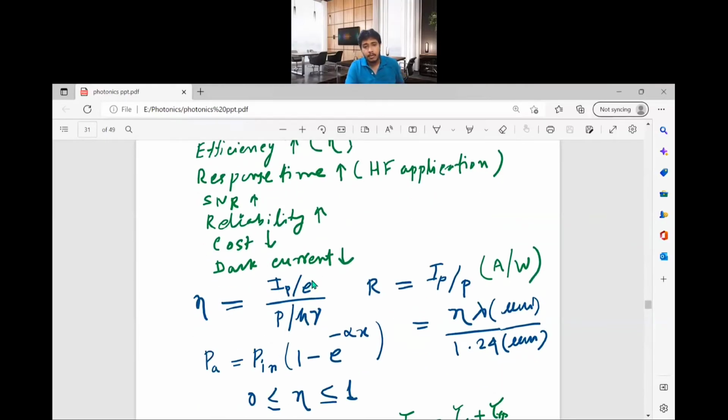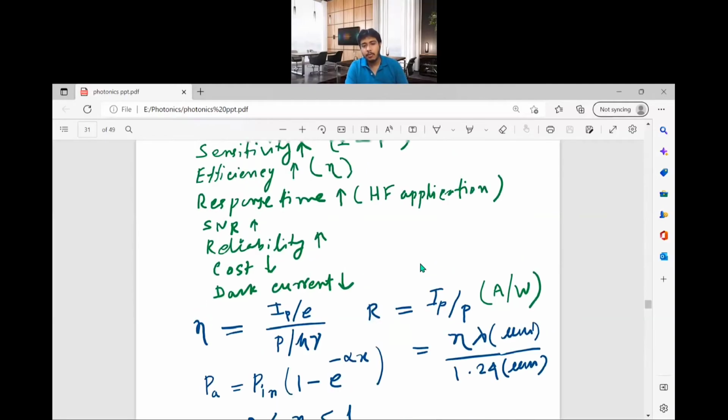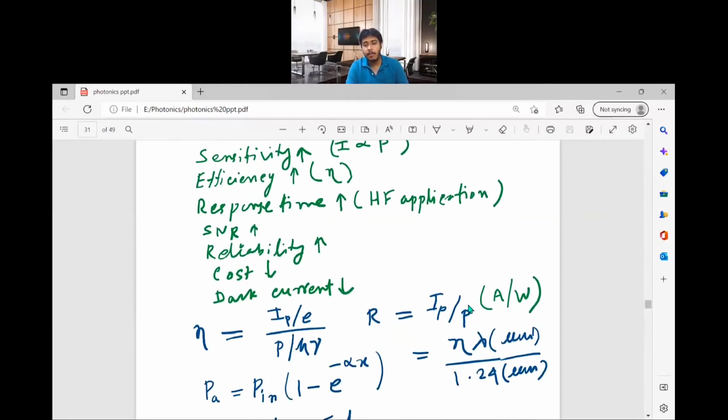Ip is the photocurrent divided by e, the electron charge. So this is the number of electrons contributing to the current. This is the generated number of electrons, and P is the incident power, h nu is the photon energy. So this is the number of photons incident, P by h nu. This is the efficiency, means how efficiently it can convert the photons to the electrons. And this is the responsivity, related to photocurrent divided by the input optical power.